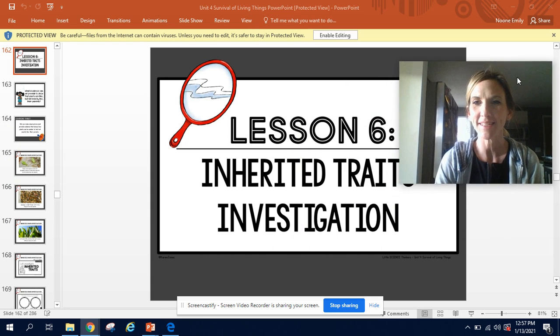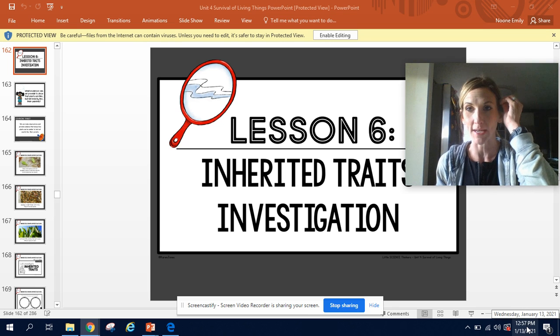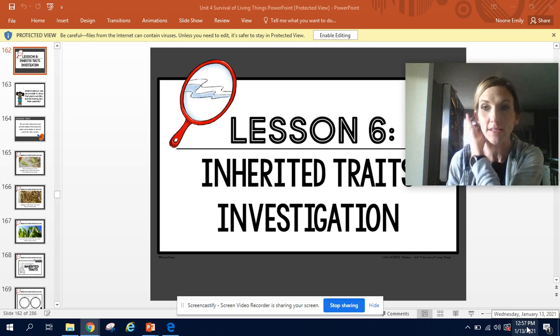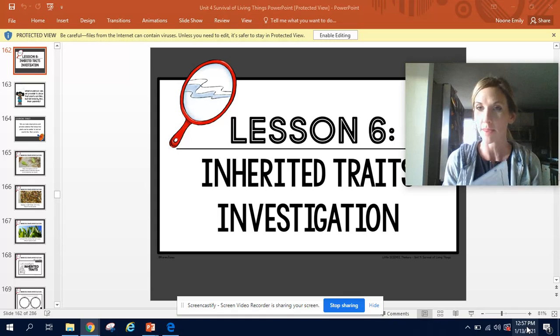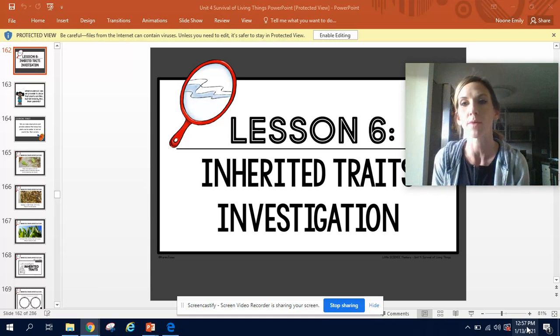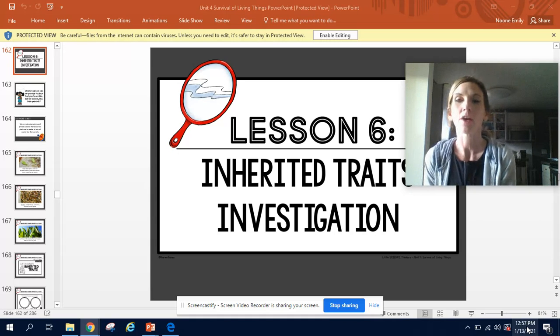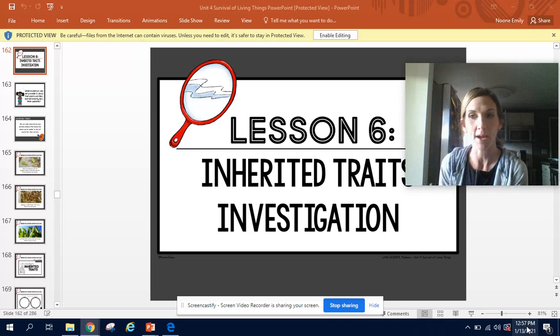Hi, scientists. So, yesterday we talked about inherited traits, and we learned that traits are kind of like what we look like, things on our bodies. And inherited means to get it from the parent. So, when you have an inherited trait, it means that either the plant or the animal baby got some of the traits, or what they look like, from their parents.